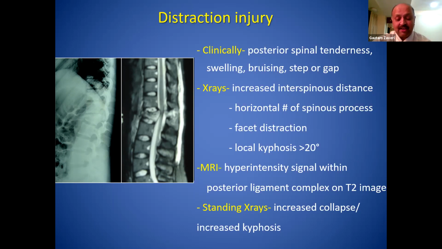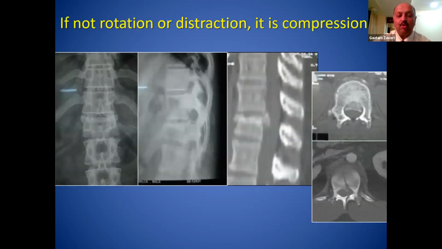So if it is not rotation, and if it is not distraction, then by exclusion, what is left is a type A compression injury where the posterior ligamentous complex is intact. So this is the crux of everything that you will learn about thoracolumbar fractures, and you must remember that there are only 3 types of spinal injuries: type A, type B, and type C.